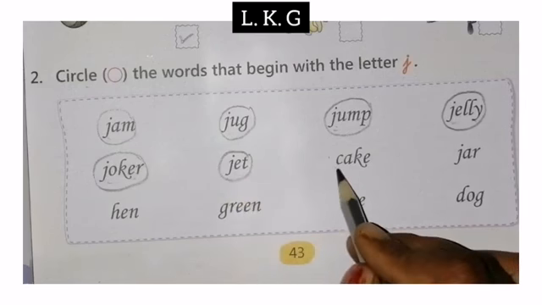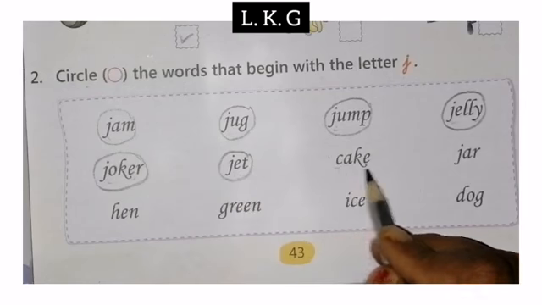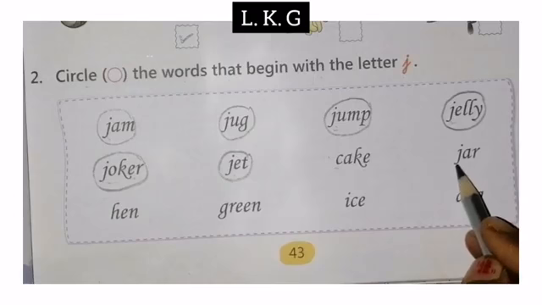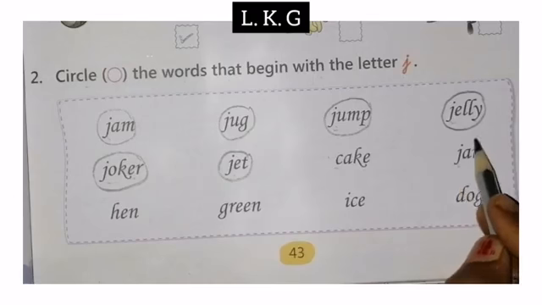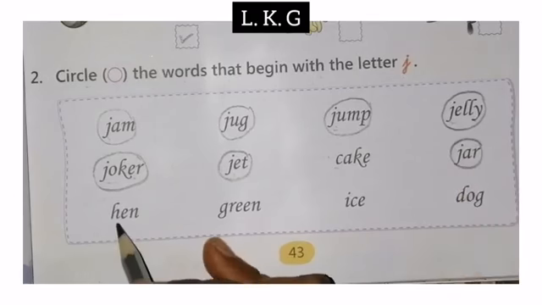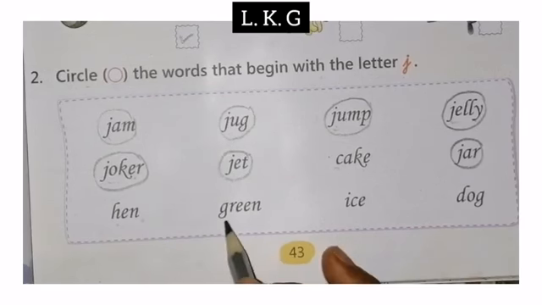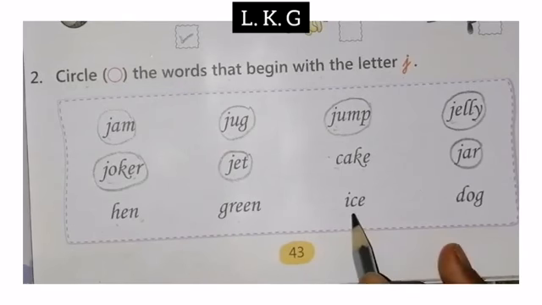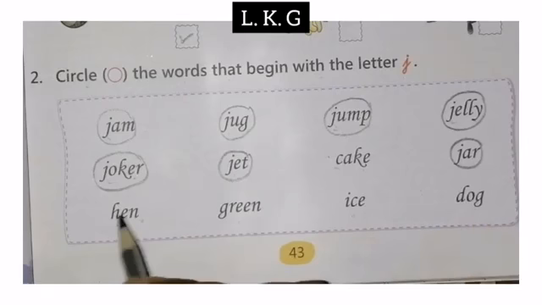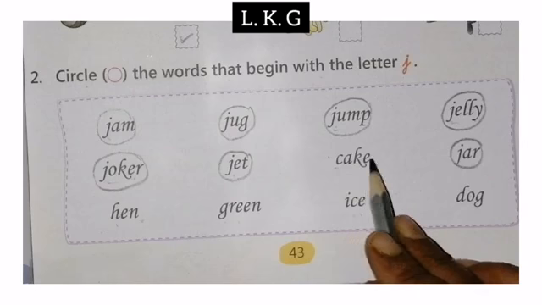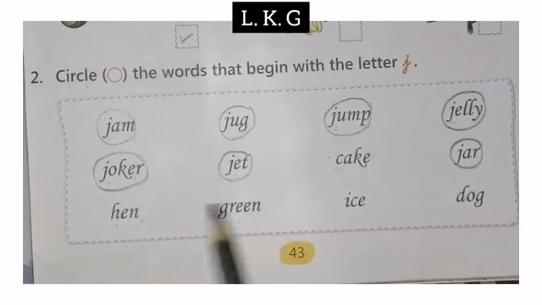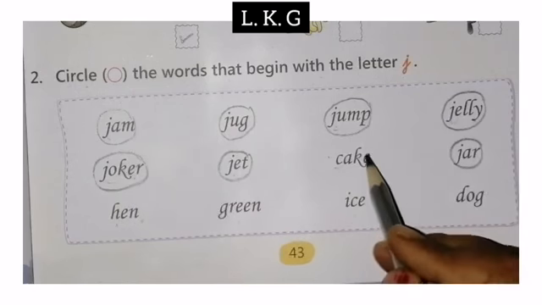Now look at this word. It is not starting from J, so we will not circle here. Now look at this word. It is starting from J, so we will circle here. It is not starting from J, we will not circle here. It is also not starting with J, that's why we will not circle here. It is also and it is also. Ye J se start nahi ho rahe, toh hum is par circle nahi karenge. Jo word J se start ho rahe hain sirf unhi par hi hum circle karenge.